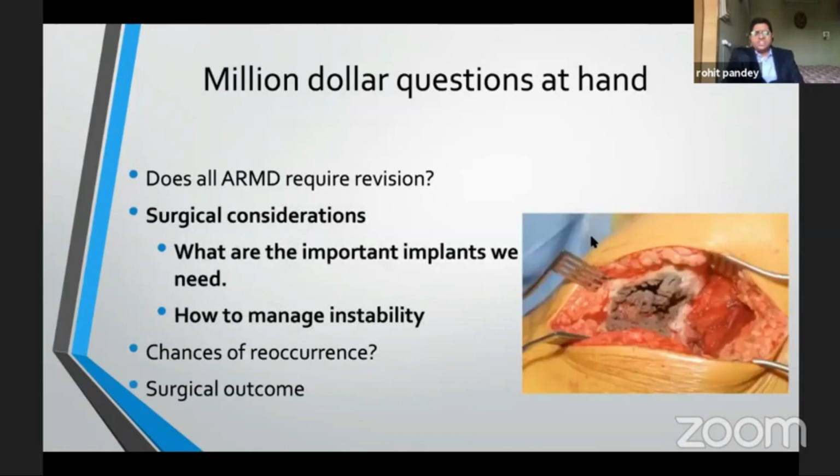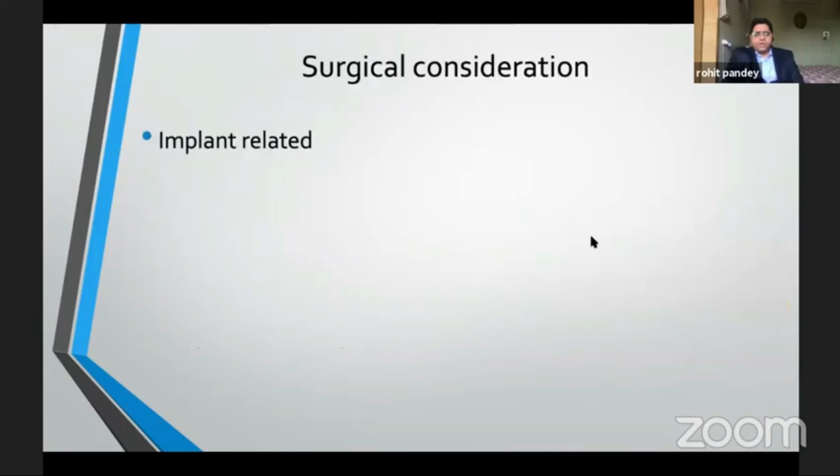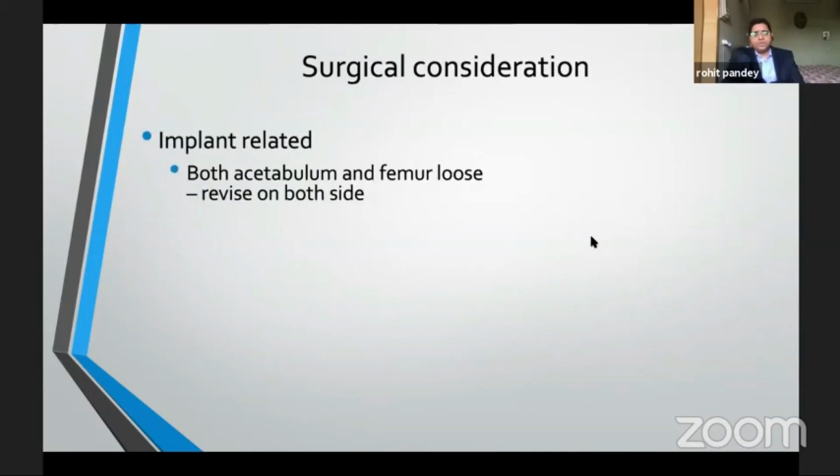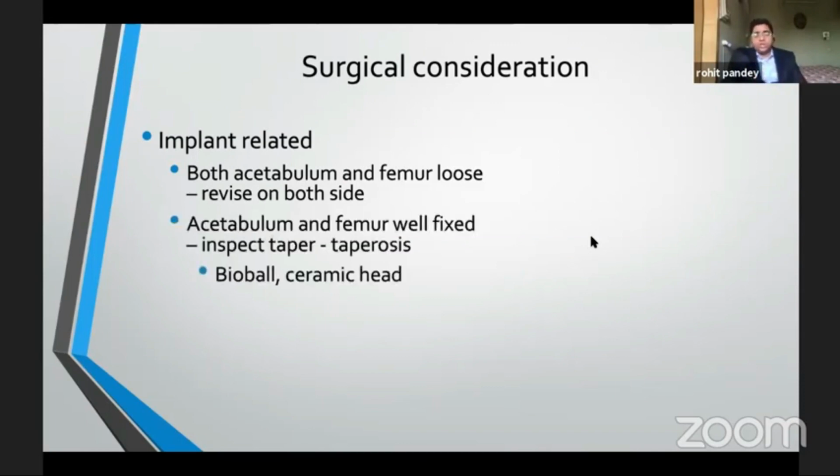So what are the surgical considerations which we keep in our mind while operating? These can be divided into implant-related factors. You can have a situation in which both acetabulum and femur are loose. In that case, you need to revise both of them. You can also have a situation in which acetabulum and femur are well fixed.